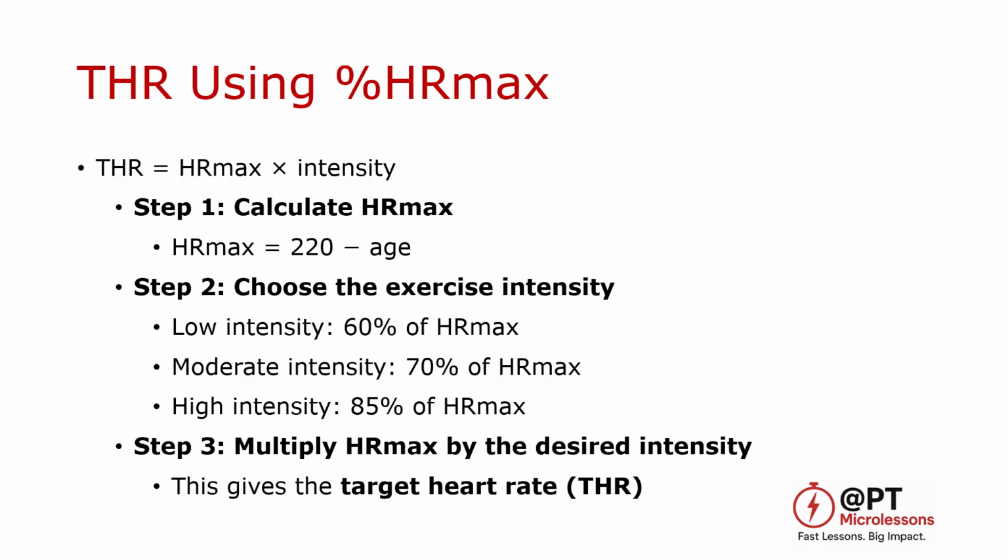Now, let's start with how to calculate target heart rate using the percent of maximum heart rate method. First, we calculate the patient's maximum heart rate using the formula 220 minus age. Second, we select the desired exercise intensity. These percentages are based on guidelines from the American College of Sports Medicine. It is more common to use ranges, but for quick estimates, we will start with midpoints. The percentages for each level of intensity are 60% for low or light, 70% for moderate, and 85% for high or vigorous. Lastly, we multiply the maximum heart rate by the selected intensity to find the target heart rate.